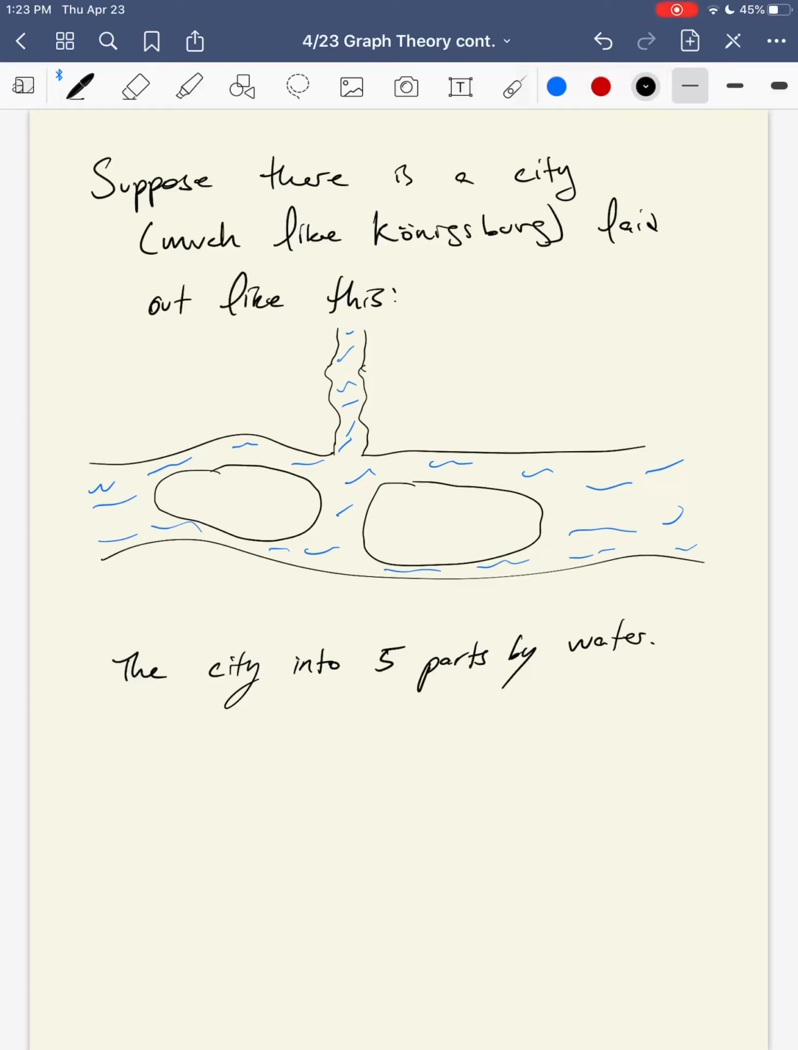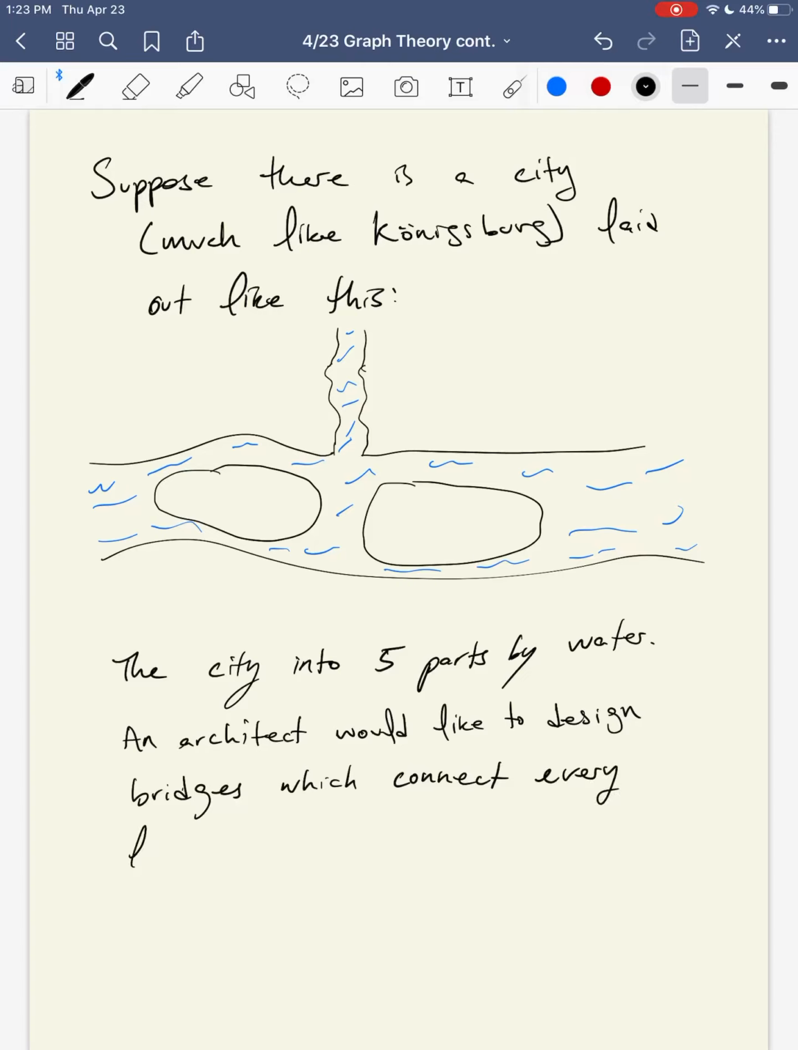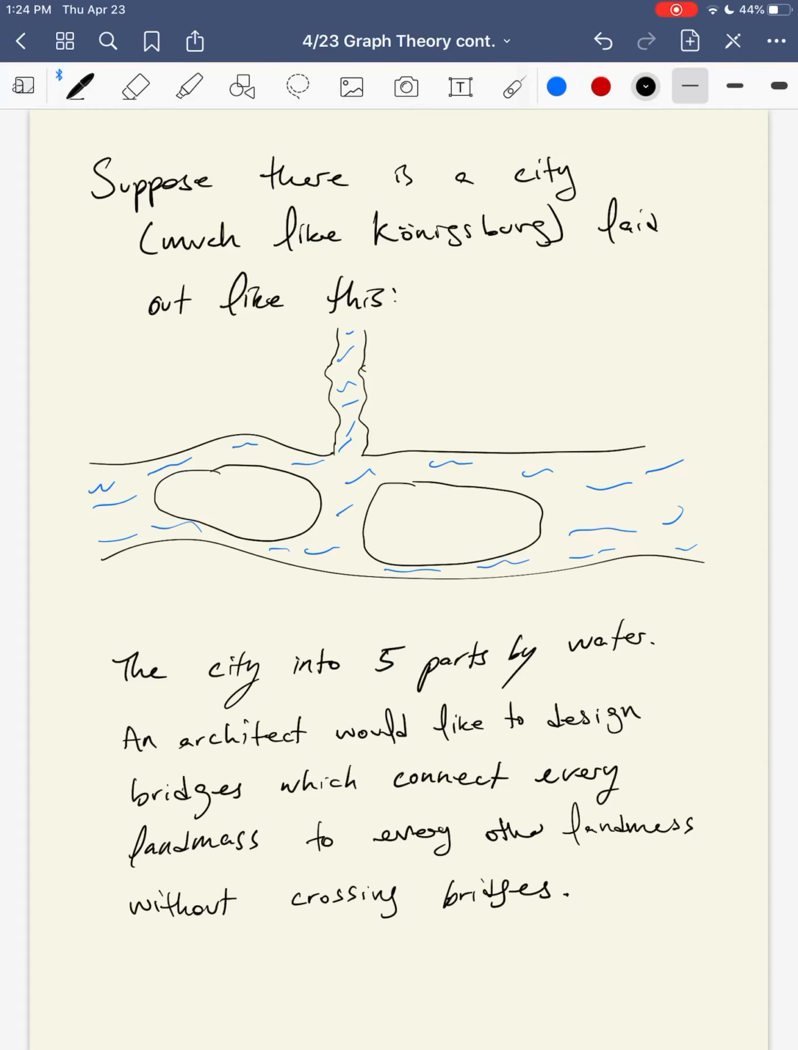An architect would like to design bridges. How many bridges? Well, would like to design bridges which connect every landmass to every other landmass without crossing bridges. And so now the question is, is this possible?